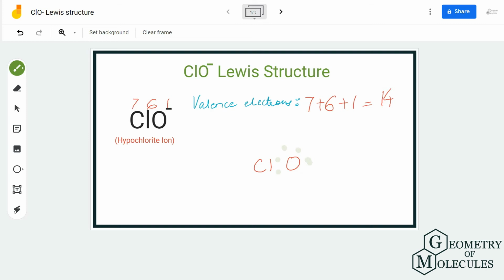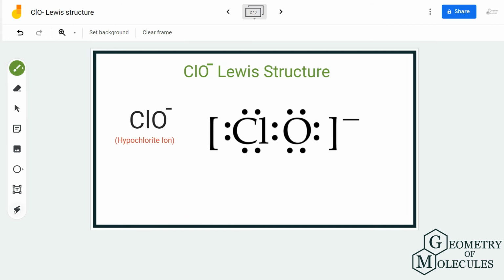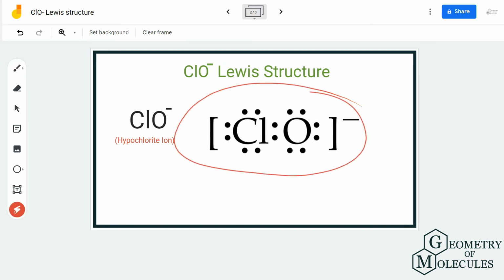atoms. So we'll start arranging these electrons around oxygen first. We will arrange 6 electrons around oxygen and 6 around chlorine. Doing that, we will be using up all 14 electrons, and hence this is the Lewis structure for hypochlorite ion.